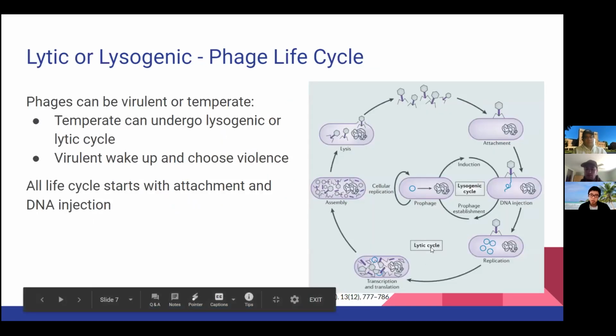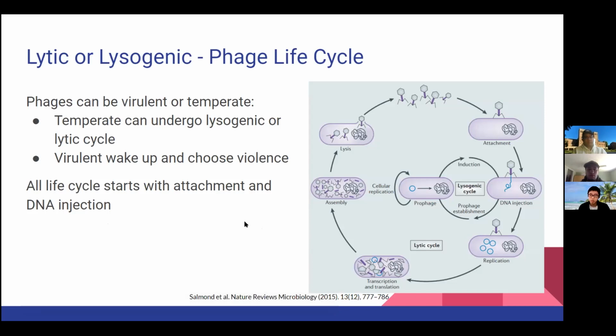So the bacteriophage life cycle starts with attachment and DNA injection. After that, the bacteriophage can choose between two life cycles, lytic or lysogenic. In the lytic cycle, the bacteriophage will replicate itself inside a bacteria and then lyse the bacteria to get itself out and infect other bacteria.